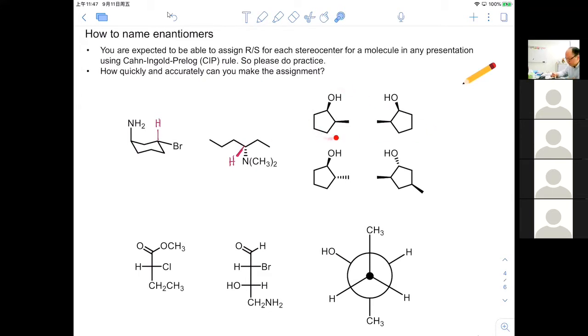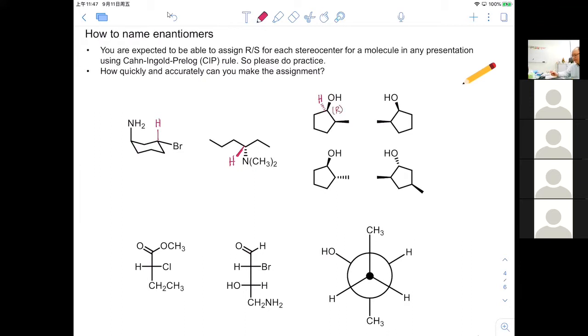For this one, it's a ring structure. You have the OH, and always make up the hydrogen first, because it's not drawn. If there is a hydrogen, the hydrogen is always the lowest, all right? Then you can make the assignment. The hydrogen is pointing back, OH is pointing up, and the OH is the biggest. This is a CH2, this is a CH-C, because it has a substitution here, right? So biggest, next, third. So this one should be R.